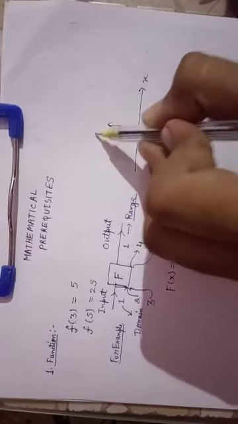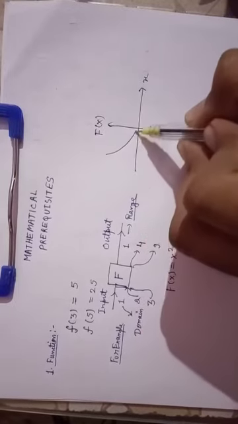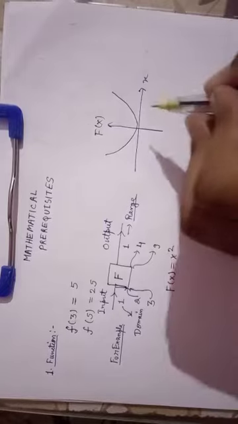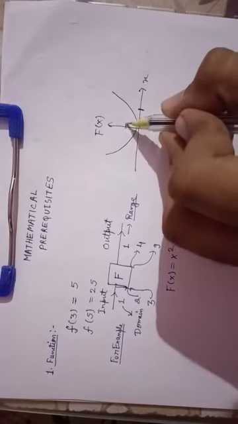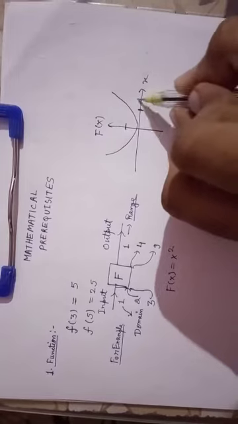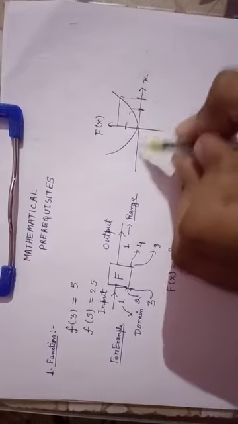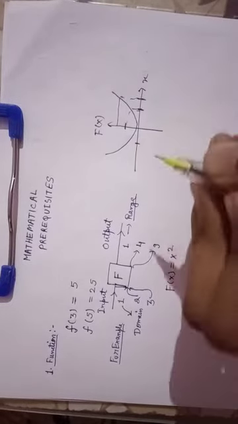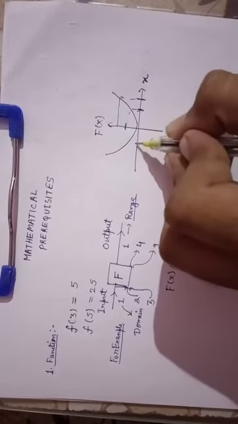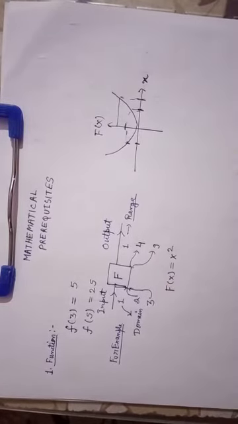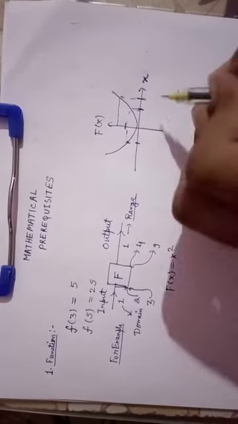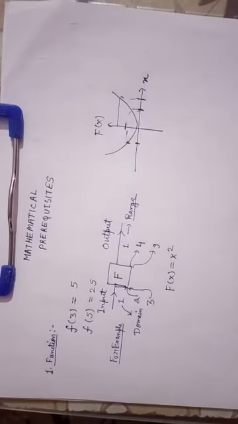Now plotting the graph of this function. The function graph is like this. It's a parabola. Here at every point of x we get a unique value of f of x. Going to the negative side, for the value of minus x we get another positive value for f of x.